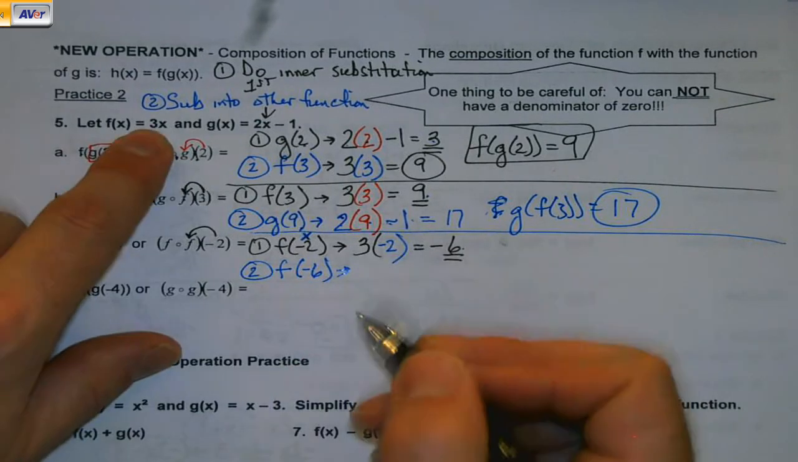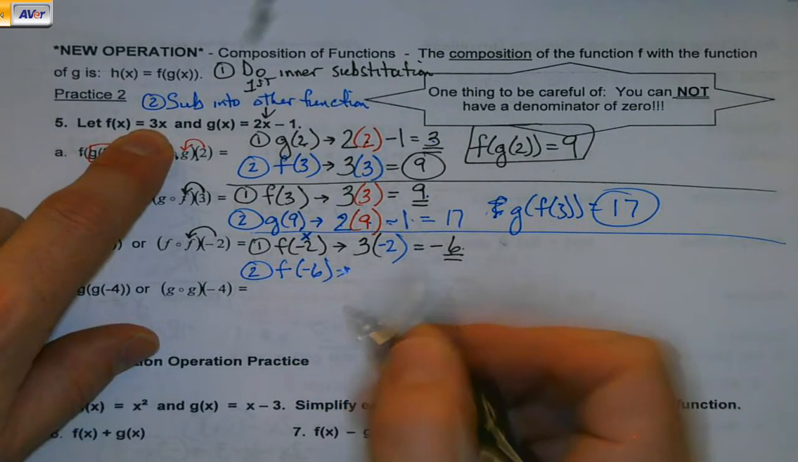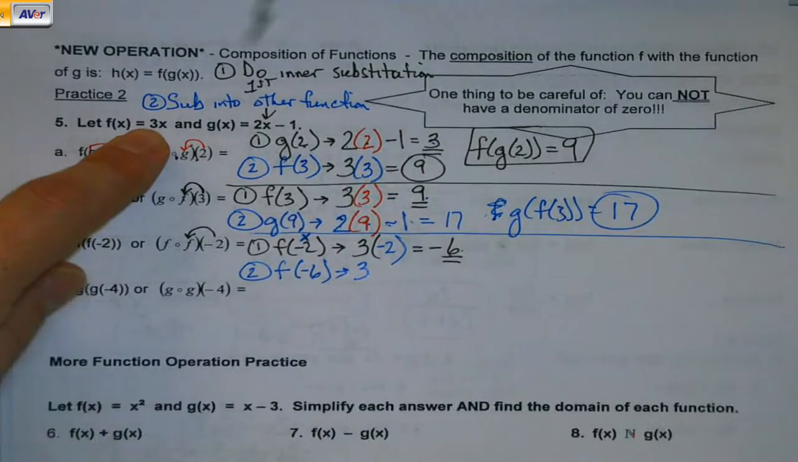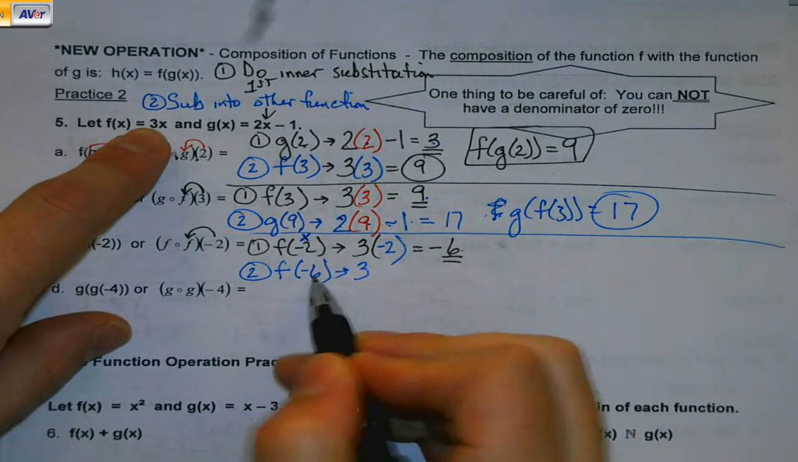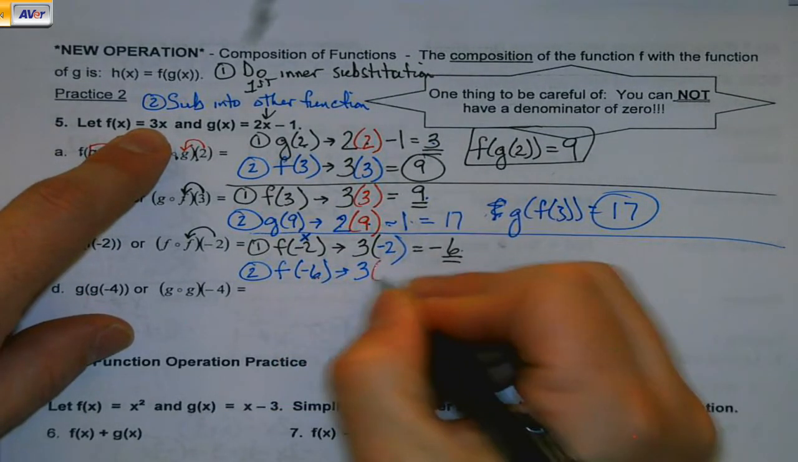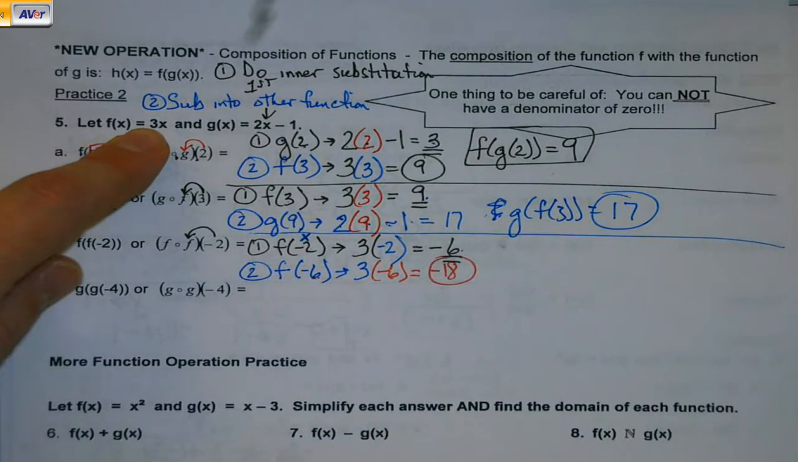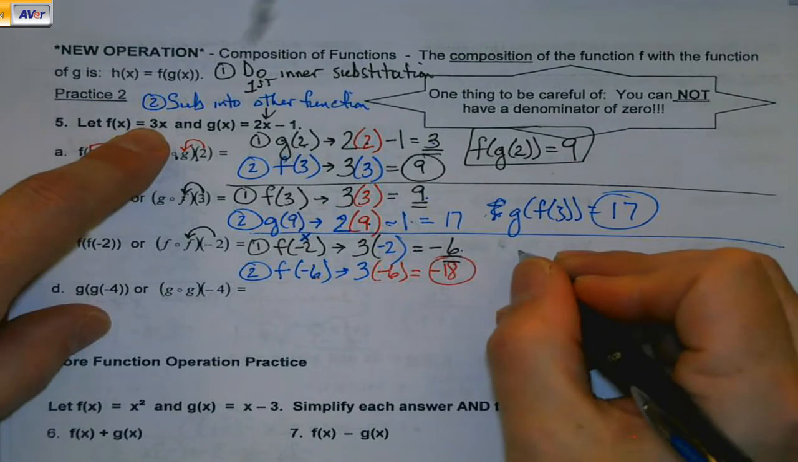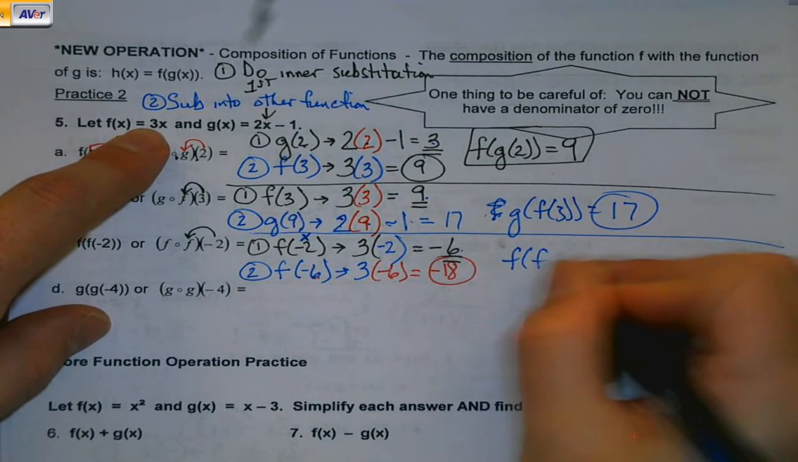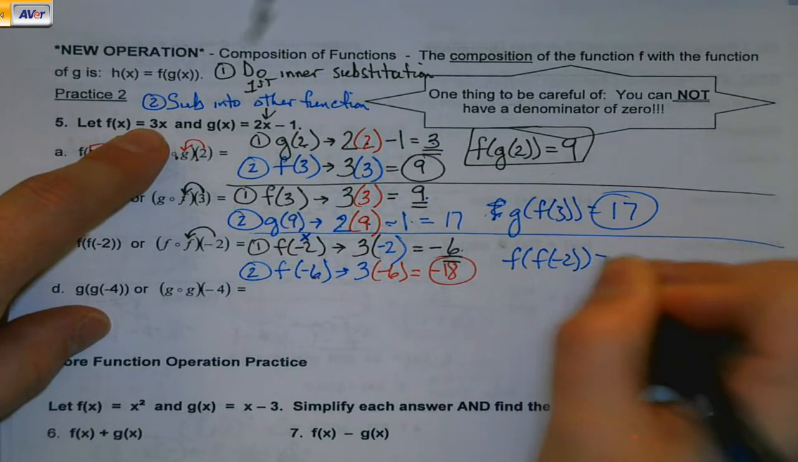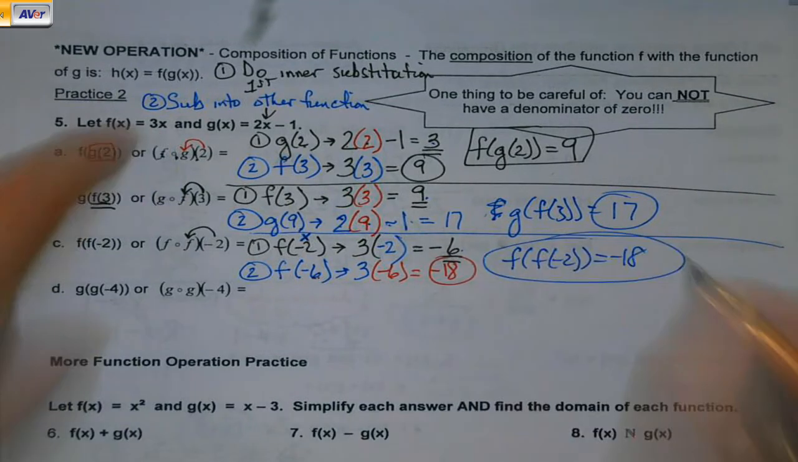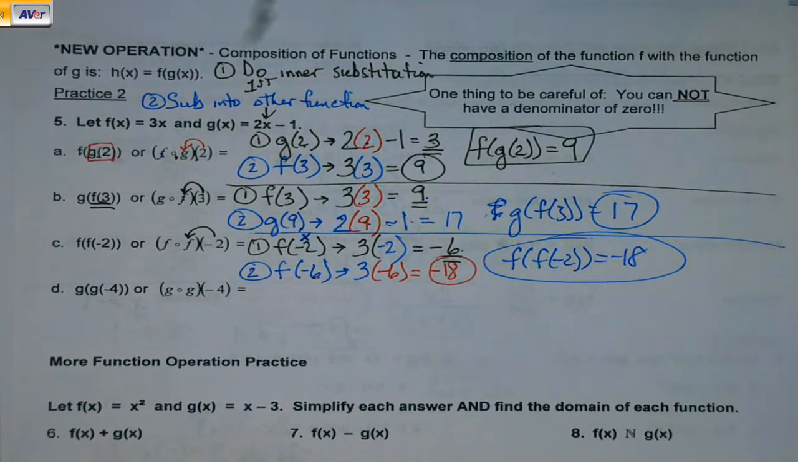So the function hasn't changed. It's still 3x. So 3 times, but x now, the number in the parentheses, has changed. So f of negative 2 is going to be negative 18. And we're good.